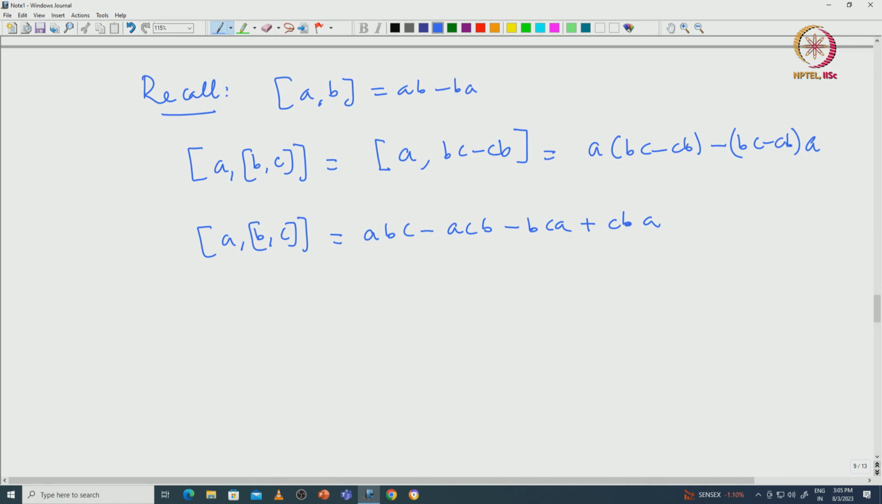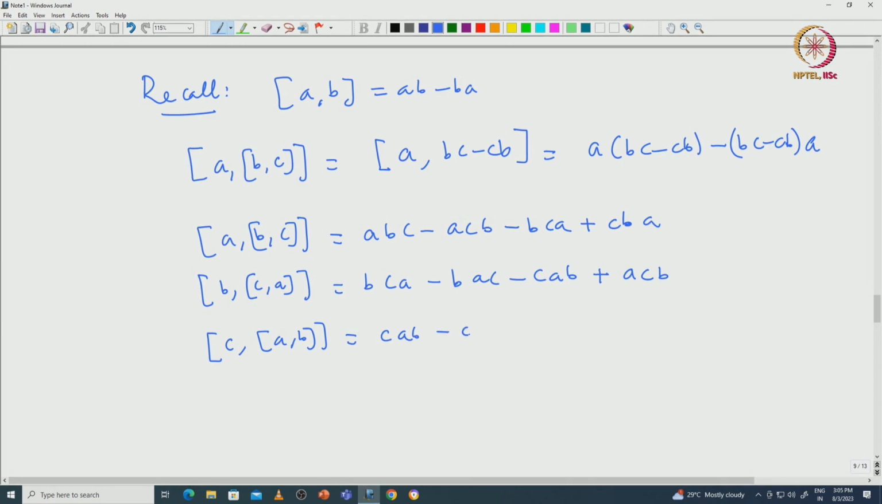Now, if you use the first cyclic permutation, you do it on the left side and on the right side, then what you get is BCA minus BAC minus CAB plus ACB. Similarly, if you take C and then AB, you get CAB minus CBA minus ABC plus BAC. So, this is your first term, this is your second term, this is your third term.